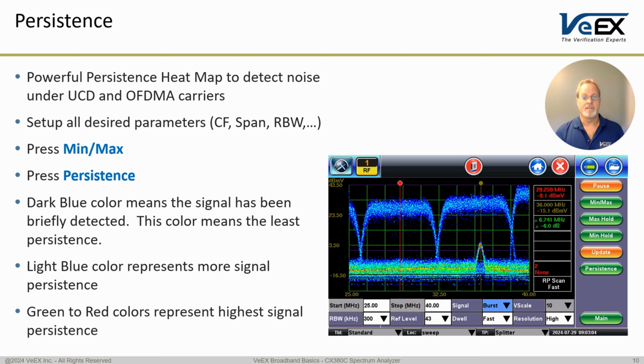Once the persistence mode is activated, the spectrum trace will display different color codes, signifying the types of signals being detected. For example, dark blue indicates a briefly detected signal, while light blue indicates a more persistent signal. The colors green to red represent the highest amount of signals present at that location. Utilizing the persistence mode is a powerful method for identifying ingress under a bursty signal in the return path spectrum.